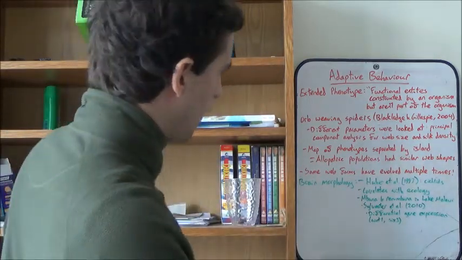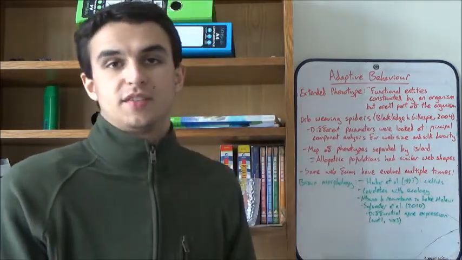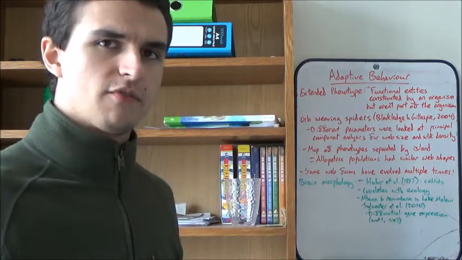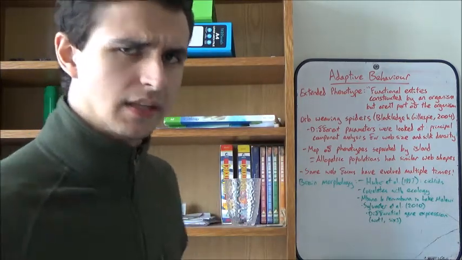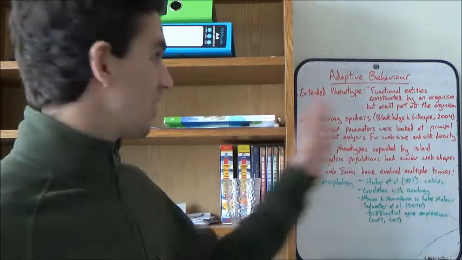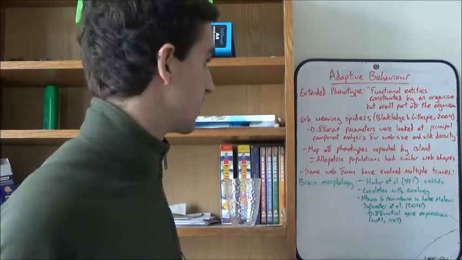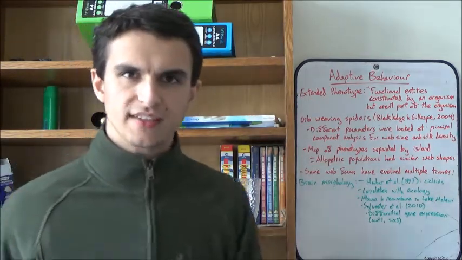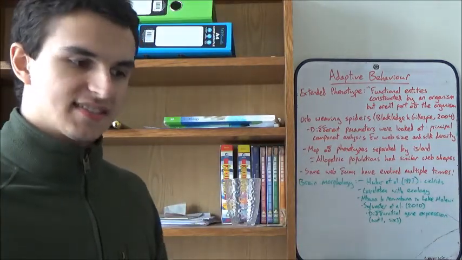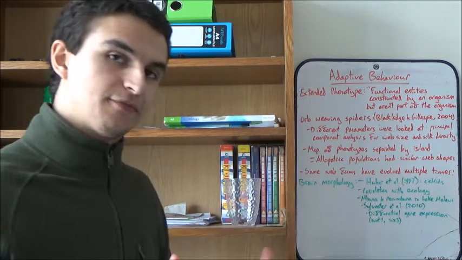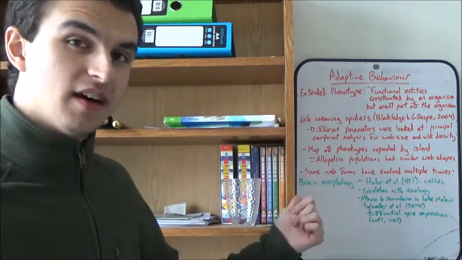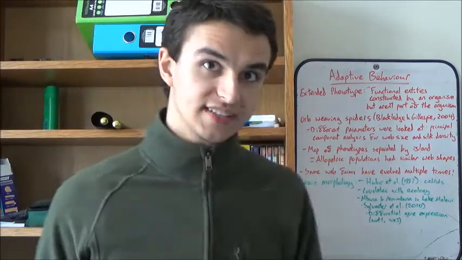Now, a common idea surrounding the idea of adaptive behaviour is this, the extended phenotype, obviously a phrase popularised by Richard Dawkins. But what exactly does it mean? Well, it's actually quite simple, really. An extended phenotype is any functional entity constructed by an organism that isn't part of that organism. Okay, so things like birds' nests, the bowers that many fish produce to attract females, and also spiders' webs, where we've got a particularly good example.